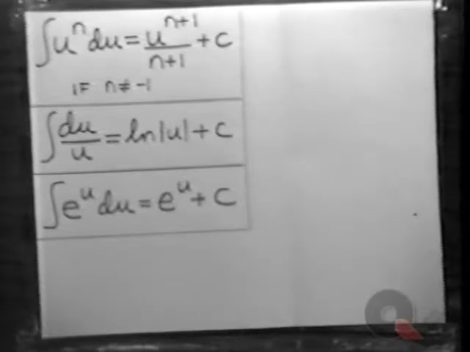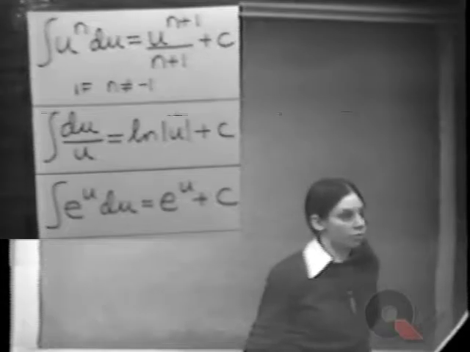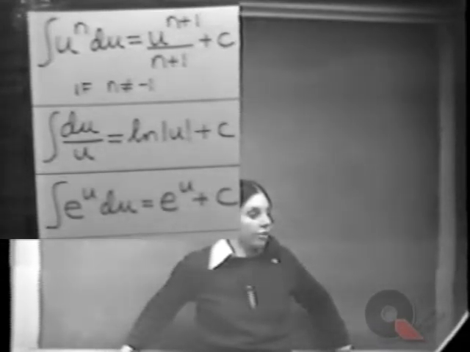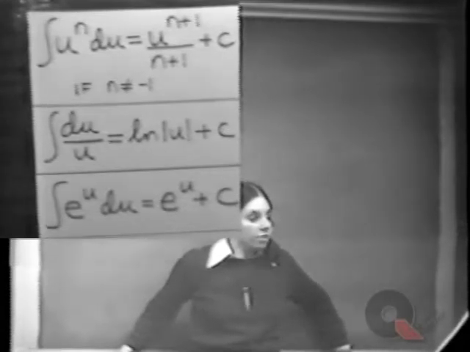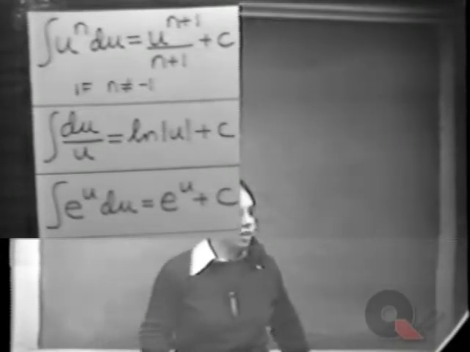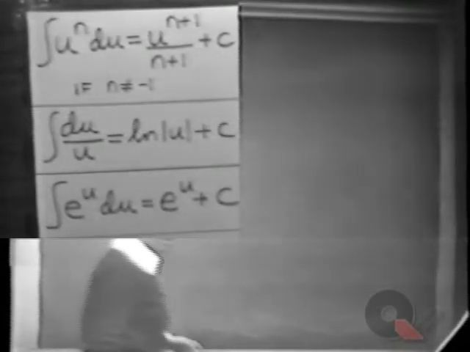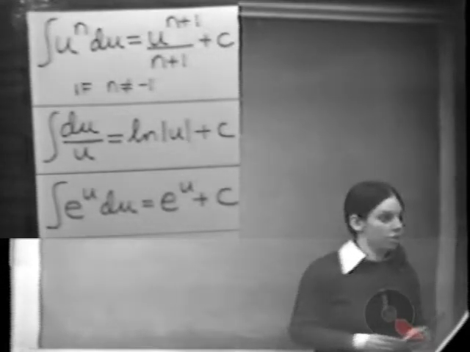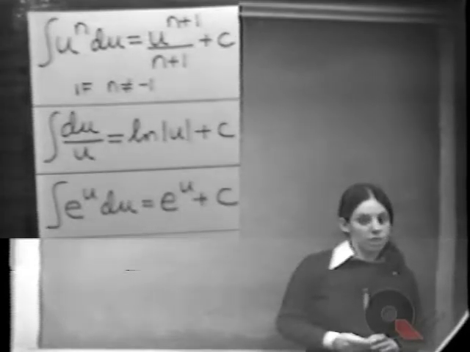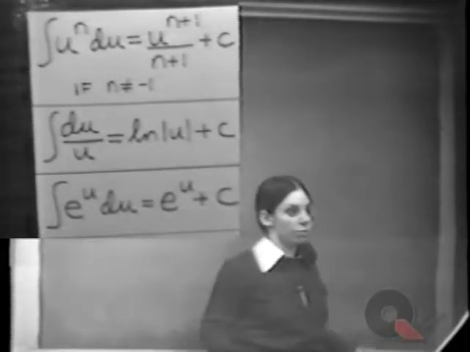Okay, these are the 3 integration formulas that we've had so far. The integral of u to the n du is equal to u to the n plus 1 over n plus 1 plus c if n is not equal to minus 1. This formula was from earlier in Leithold, Chapter 5. The integral of du over u is the natural log of the absolute value of u plus c. This is the one we just worked out. And finally, the integral of e to the u du is e to the u plus a constant. Okay, now we're going to do integration problems, and one of these three formulas is going to be used in each one.